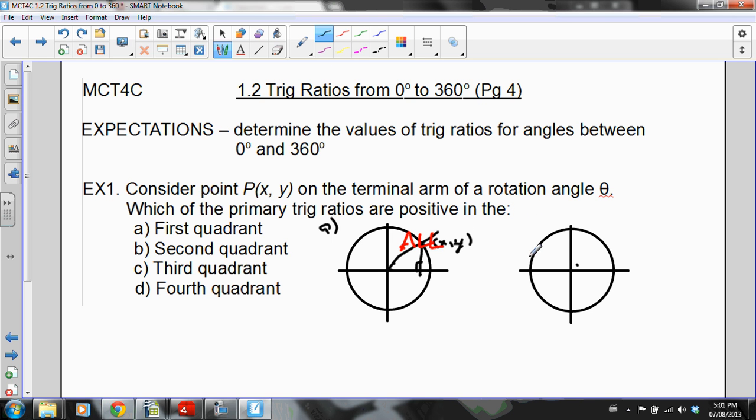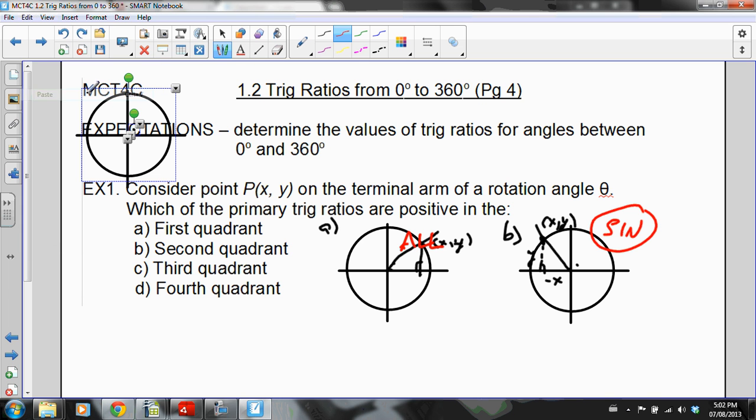Now for B, second quadrant. Here's our point x, y. We see that the x coordinate's negative, right? So the cosine's going to be negative. It's not all of them if the cosine's going to be negative. The y coordinate, which is the sine, remember, is positive. So the sine's positive in this quadrant. What about the tangent? Well, the tangent is opposite over adjacent. Positive divided by negative. Nope, the tangent is negative. So just the sine.